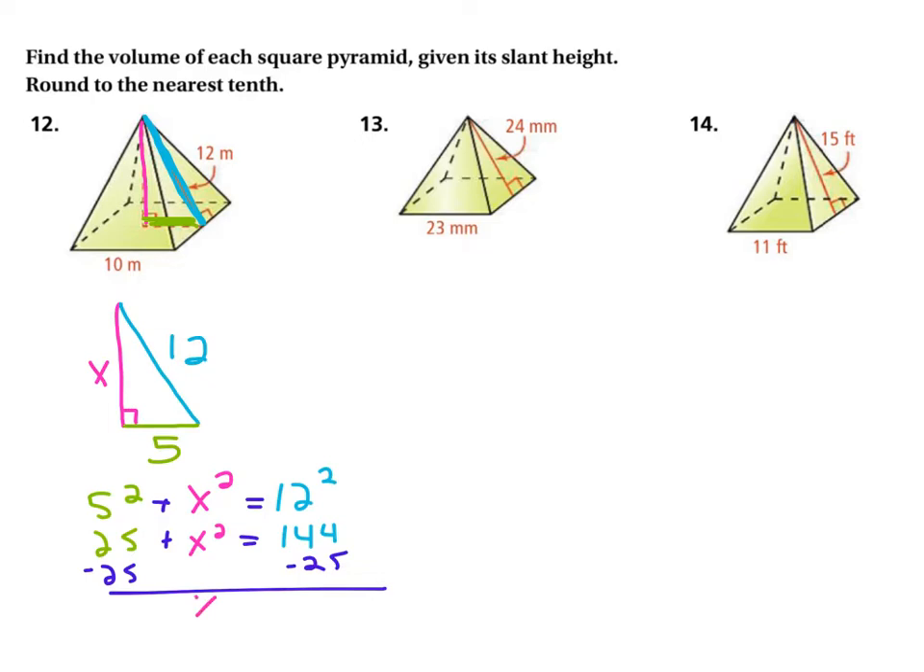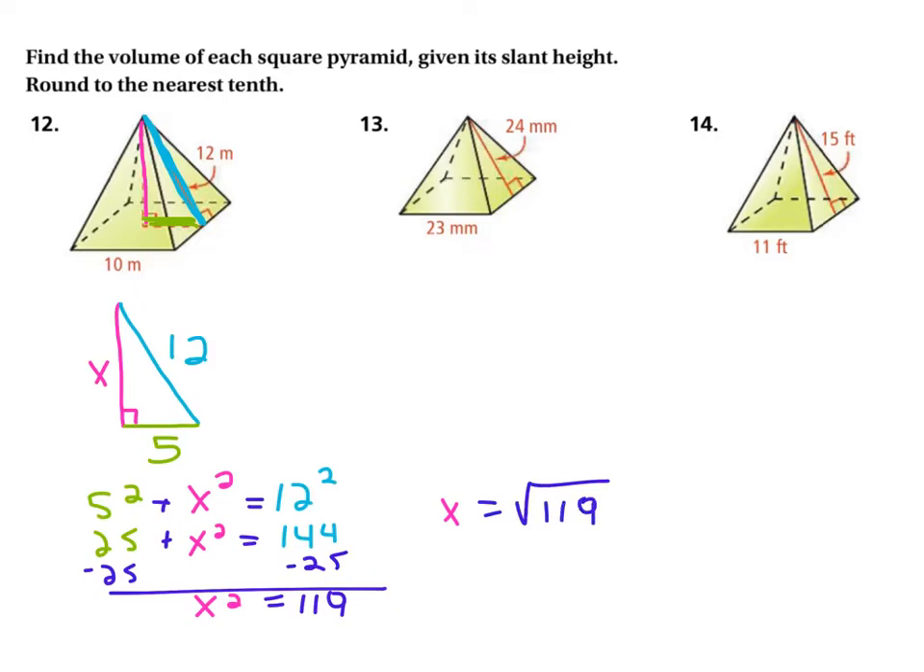I'm running out of room, but what we get is x squared equals 119. Okay? And of course, then what's the square root of both sides? We get then x is equal to the square root of 119.